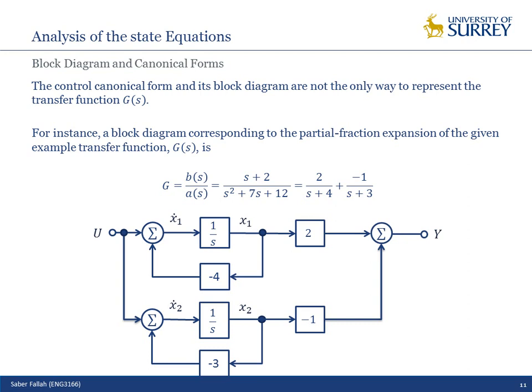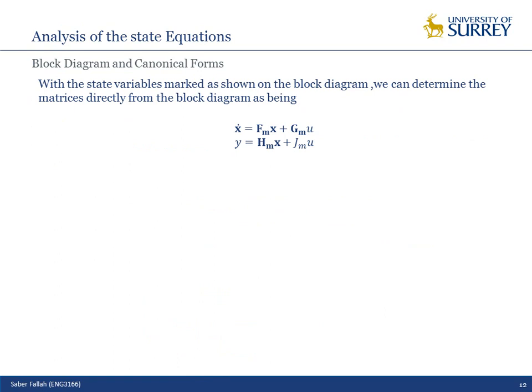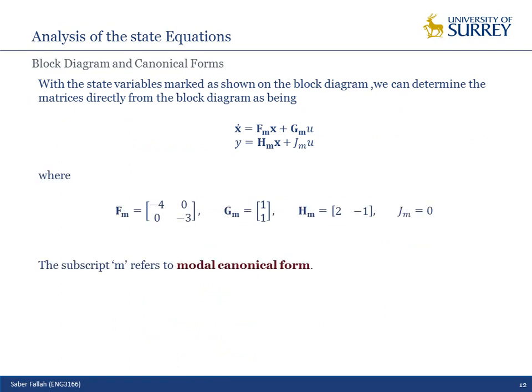So y is the summation of both feedback. If, again, I represent this state space in the standard representation, I will have minus 4, minus 3, 0, 0, gm 1, 1, hm2 minus 1, and gm 0. Here I have a better format for the fm. If you look at this one, the diagonal of this matrix is minus 4 and minus 3, which are the poles of your system.